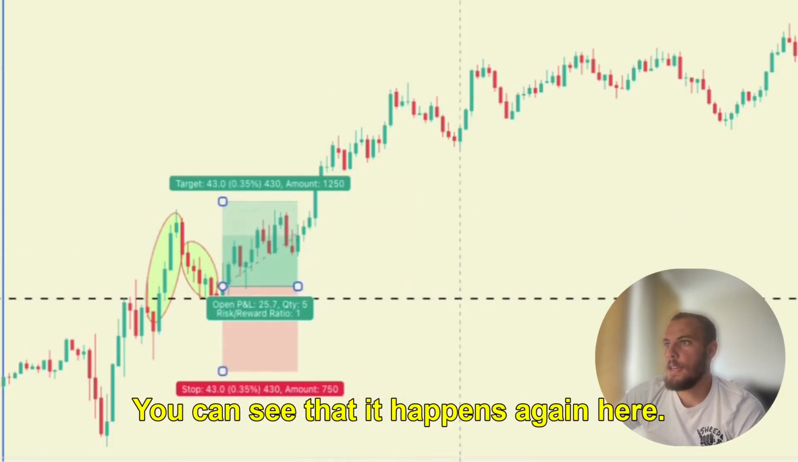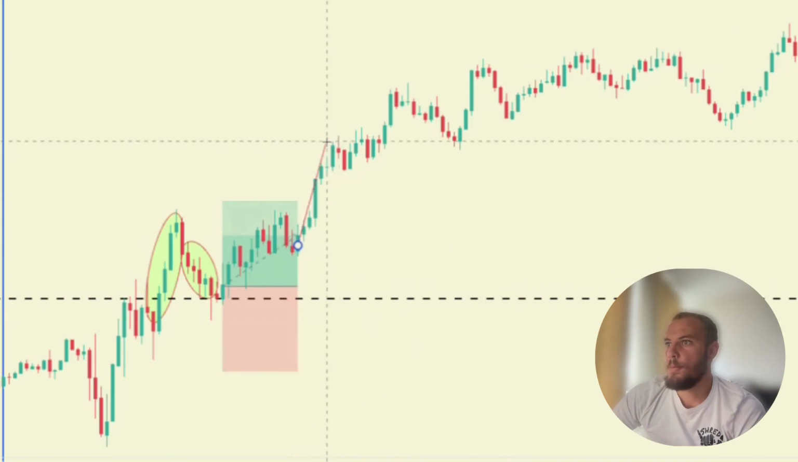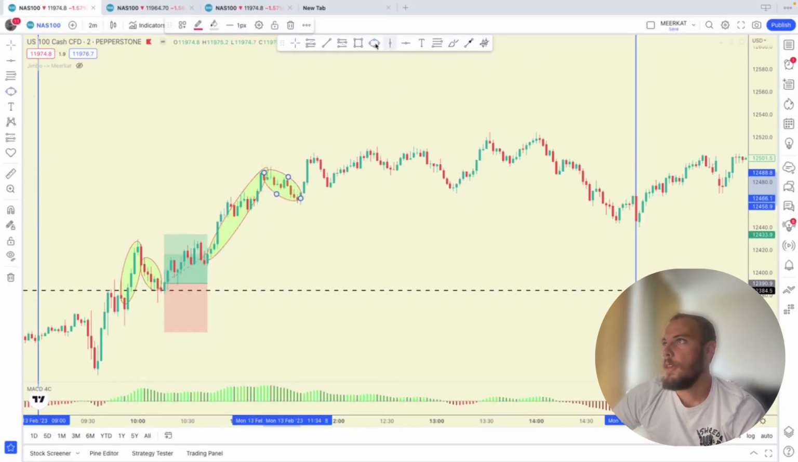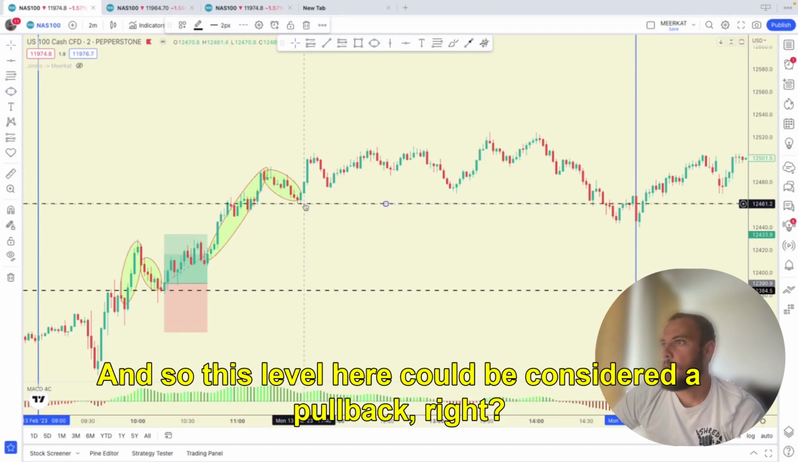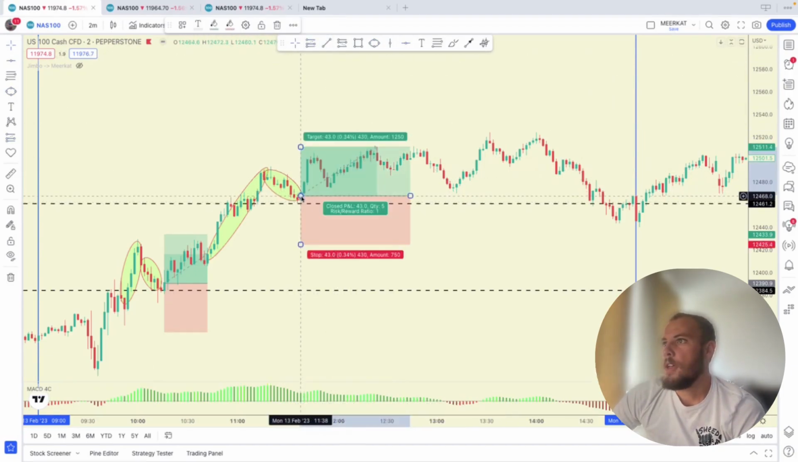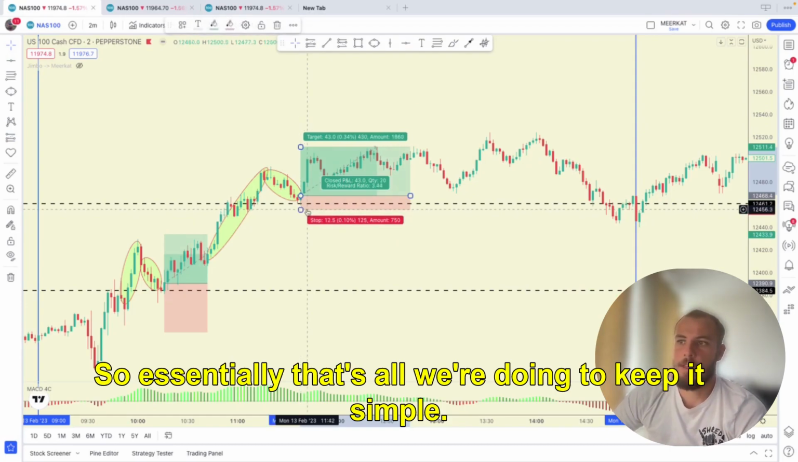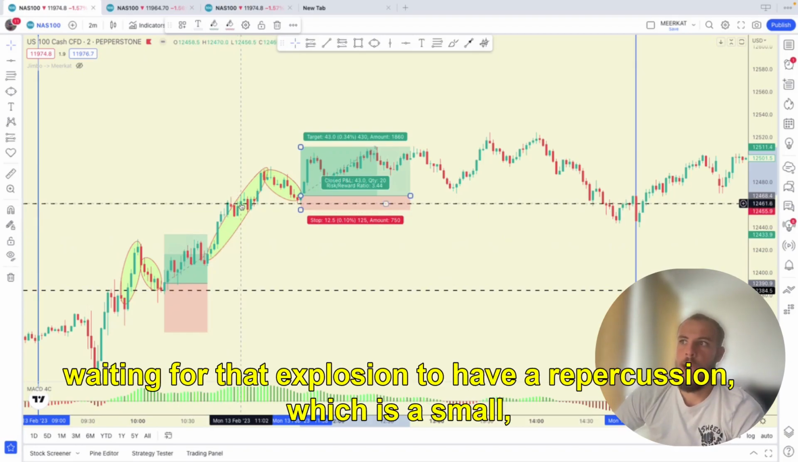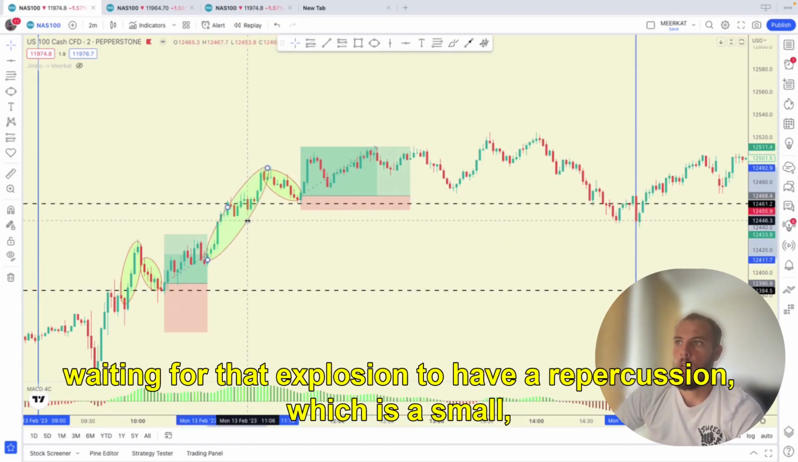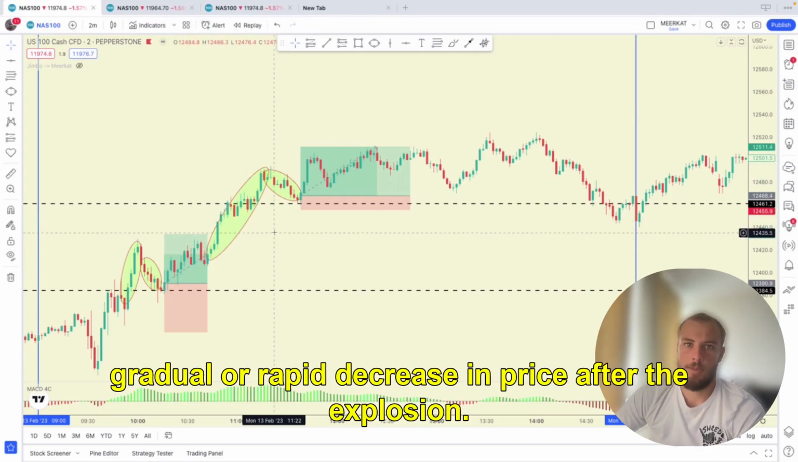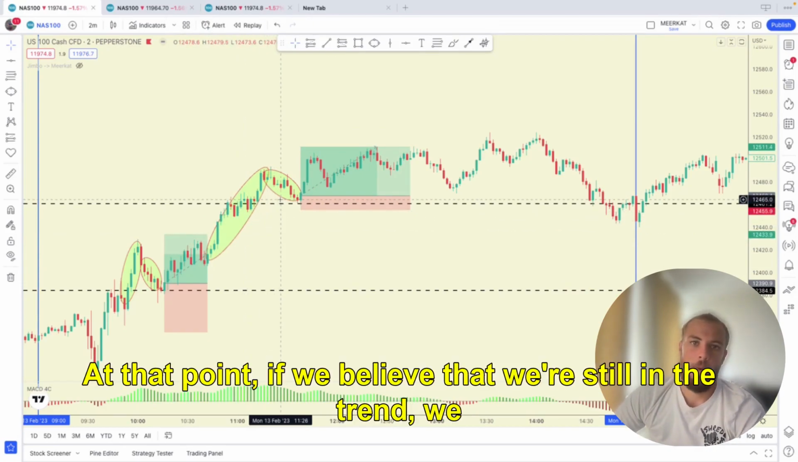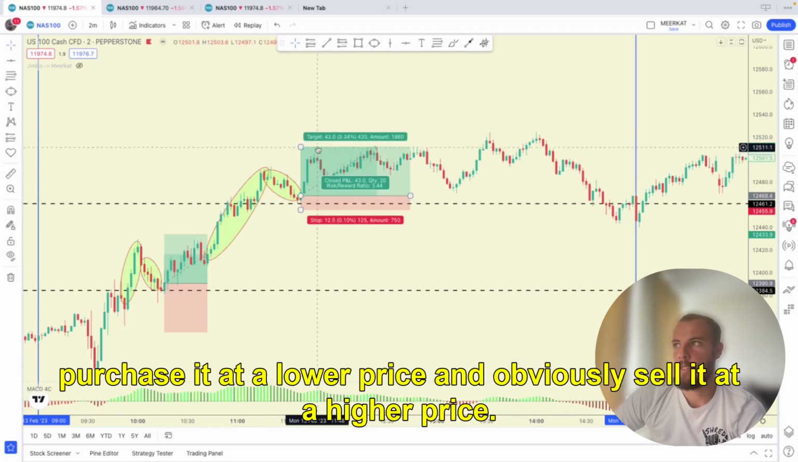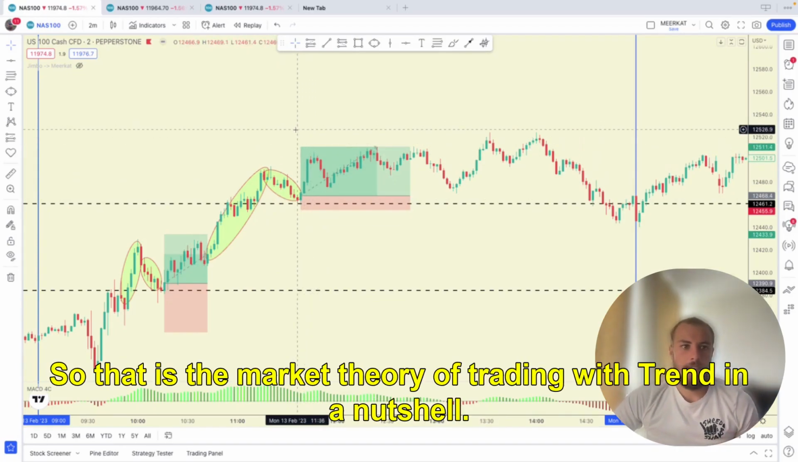You can see that it happens again here. Price shoots up. You can see that it shoots down for a little bit. And so, this level here could be considered a pullback, right? So essentially that's all we're doing to keep it simple. We're waiting for price to explode during a trend. And then we're waiting for that explosion to have a repercussion, which is a small gradual or rapid decrease in price after the explosion. At that point, if we believe that we're still in the trend, we purchase it at a lower price and obviously sell it at a higher price. So that is the market theory of Trading with Trend in a nutshell.